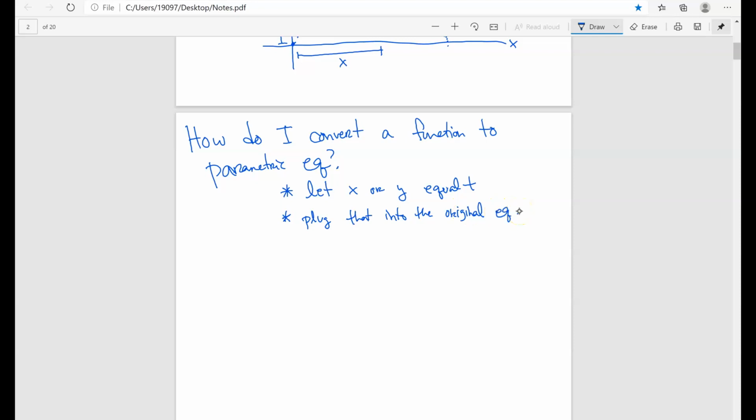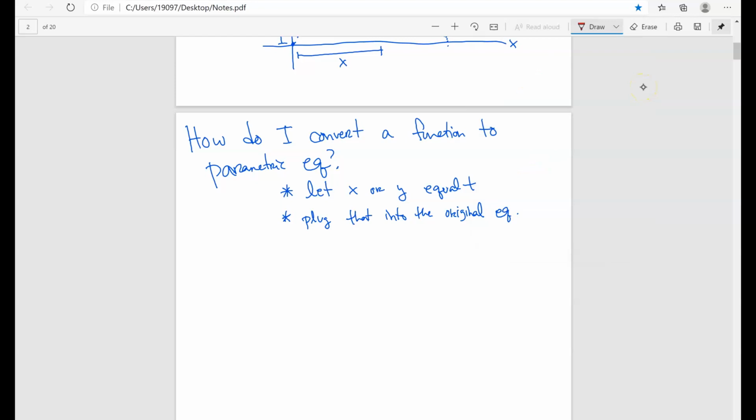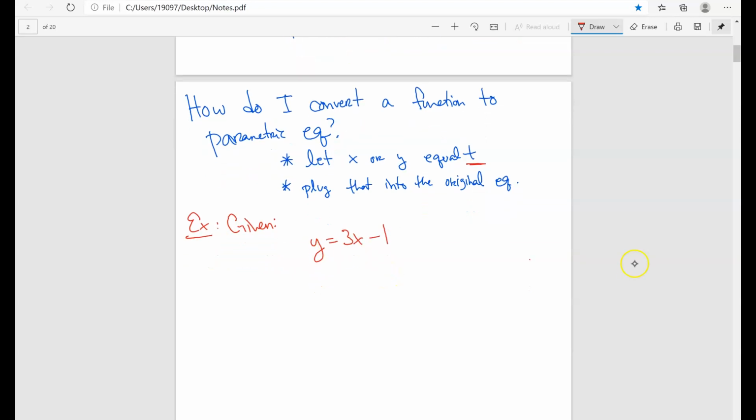So that's basically a really easy way to parameterize something. Now, the thing about this is that this is just an easy parameterization, but you can have different ways to parameterize a curve. So let me give you an example. Let's say you're given the following: y equals 3x minus 1. So you have this equation of a line.